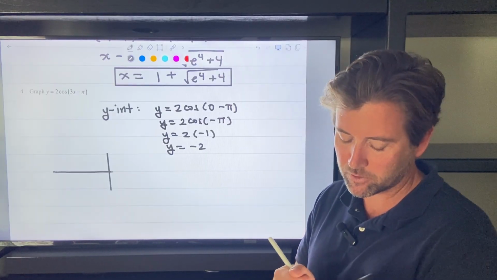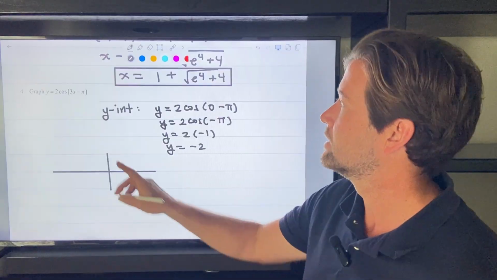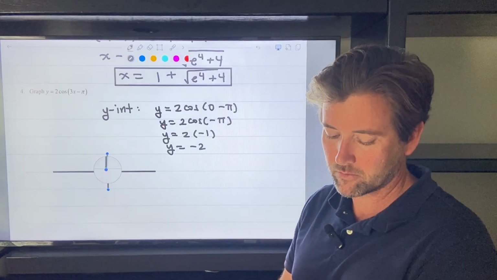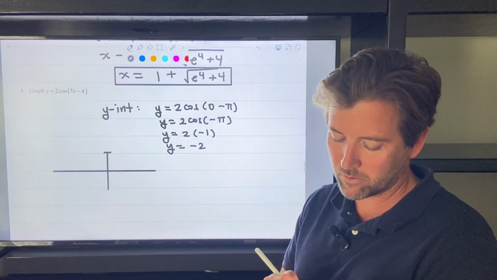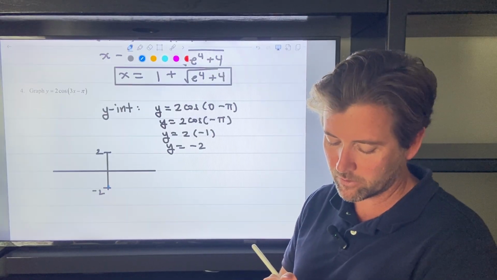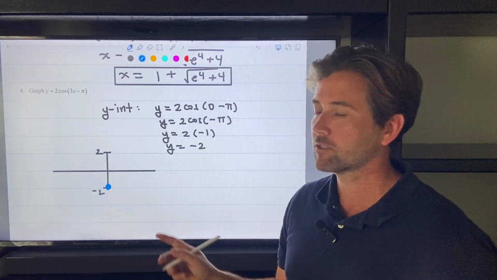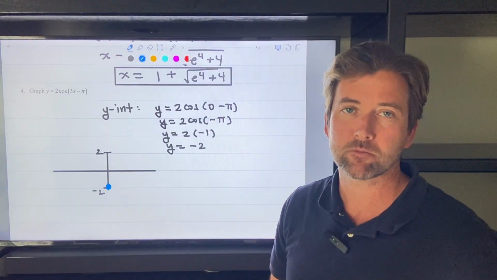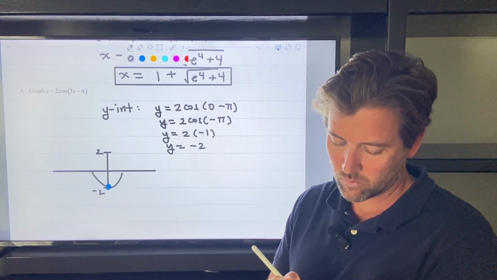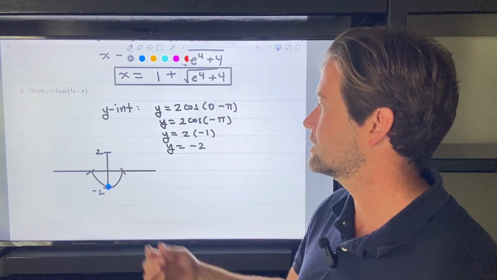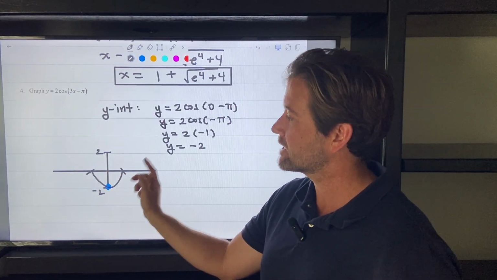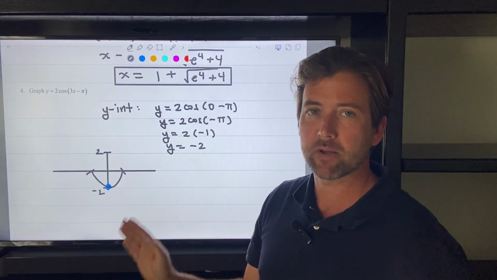We should recognize that our amplitude is 2. So this 2 times cosine. So our max value is 2. Our min is negative 2, and that happens to be the y-intercept. Because the y-intercept is there, this graph has to be symmetric to the y-axis. The distance from the origin to this first x-intercept to the right of the y-axis is going to be the exact same distance from the left. This graph is symmetric to the y-axis.